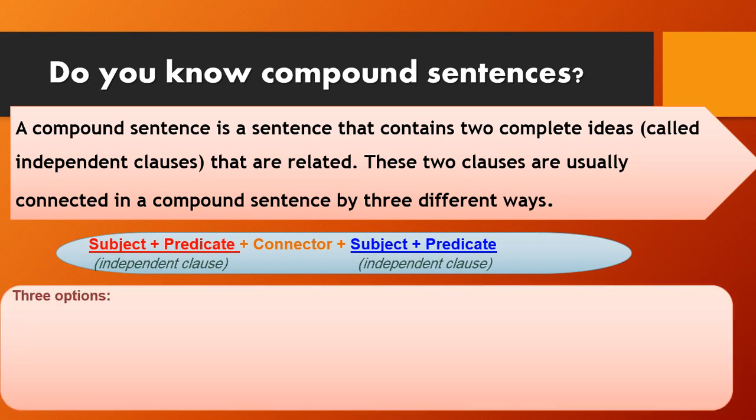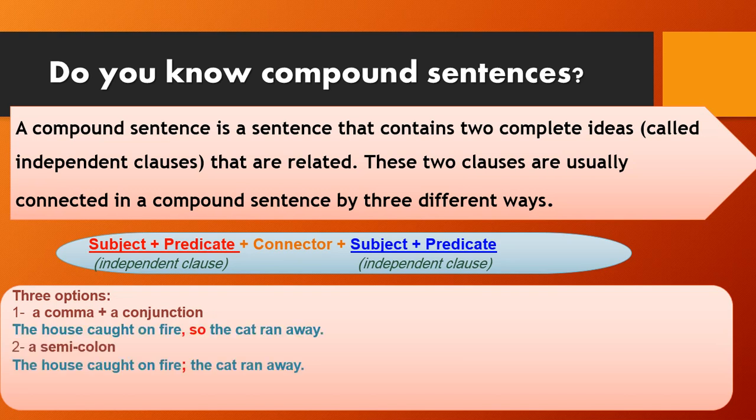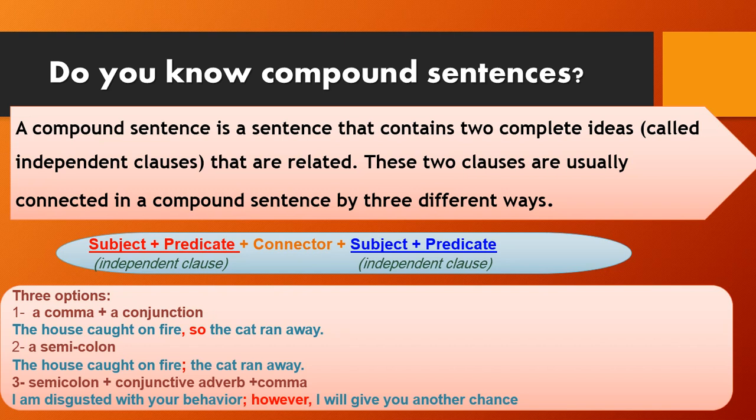There are 3 methods or 3 options. The first option is a comma and a coordinating conjunction, and then a semicolon, or the semicolon and conjunctive adverb plus a comma, like those examples. And we said that in place of the semicolon we cannot use the comma, because the comma is so weak and at the same time it cannot connect 2 complete sentences. The comma does not connect 2 complete thoughts. The comma does not connect 2 independent clauses.